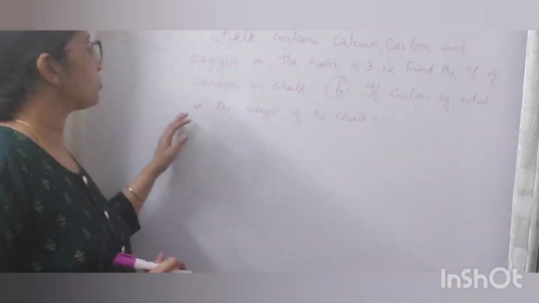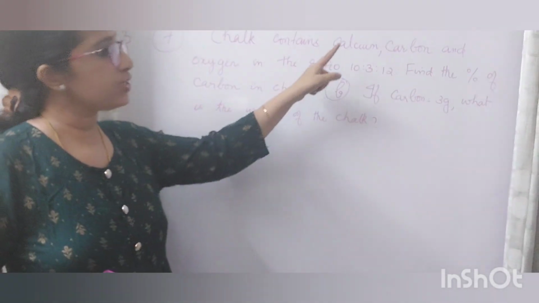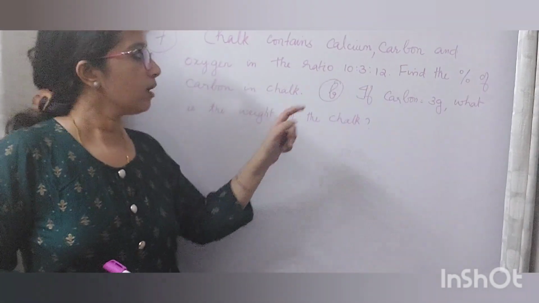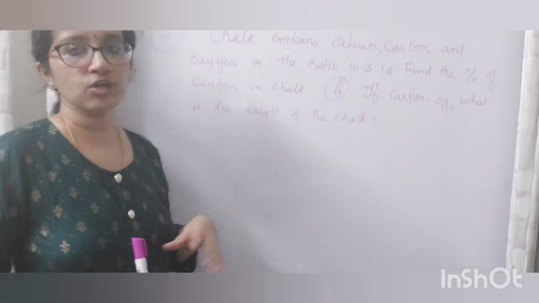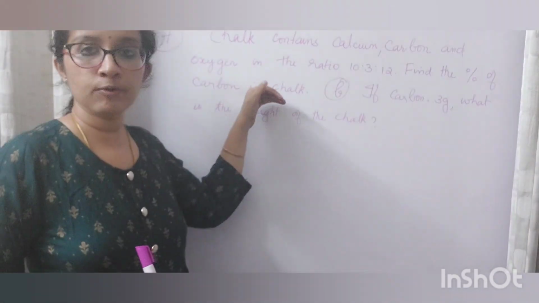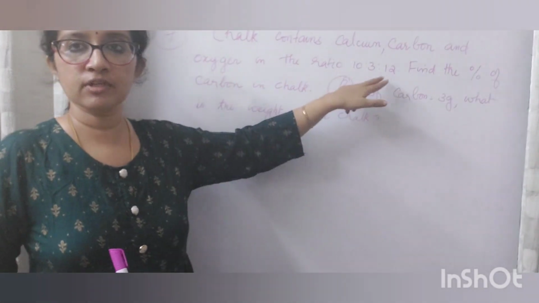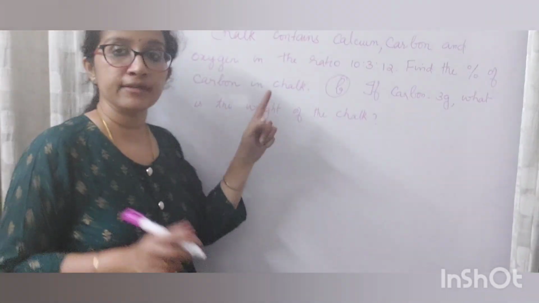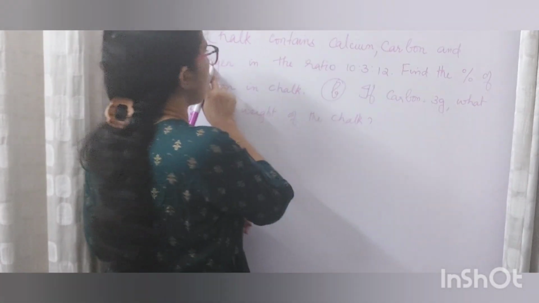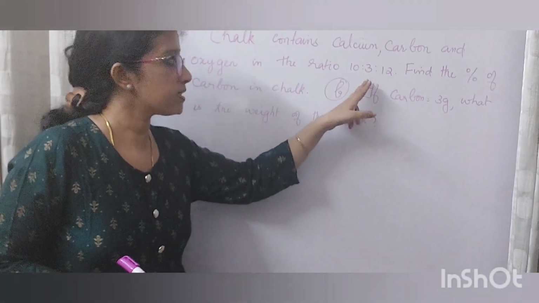So let's move on to our seventh problem. What is the seventh question? Chalk contains calcium, carbon and oxygen in the ratio 10:3:12. Find the percentage of carbon in chalk. So we have done many similar problems before this. What is the ratio? 10:3:12 and we have to find the percentage of this three. Calcium, carbon and oxygen. So carbon corresponds to 3. So we have to find the percentage of this 3.